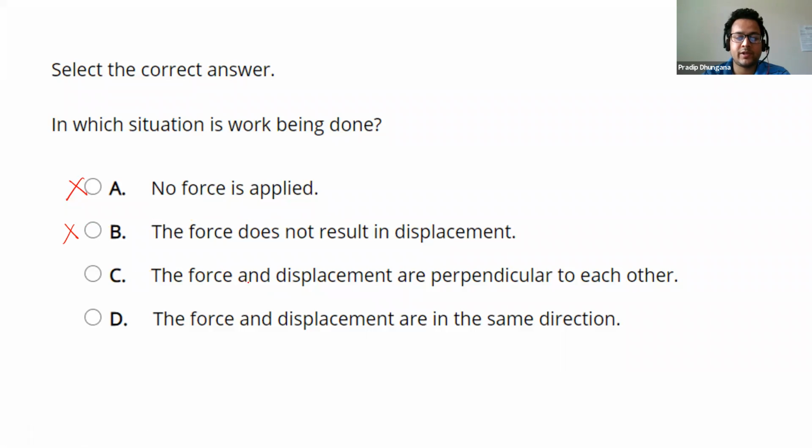The force and displacement are perpendicular to each other. If they are perpendicular, the angle is 90 degrees and cosine 90 is 0, so work will be 0. So there will not be any work done. Wrong. The force and displacement are in the same direction, so we have to resolve the component of force along the direction of displacement. So the correct choice is: the force and displacement are in the same direction.